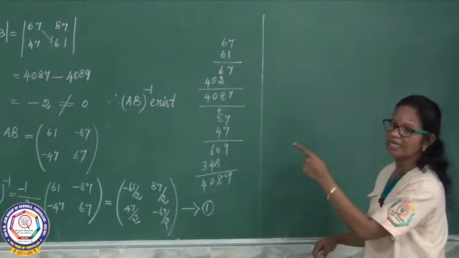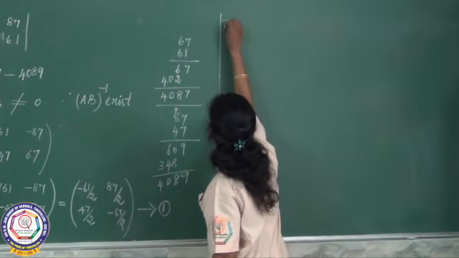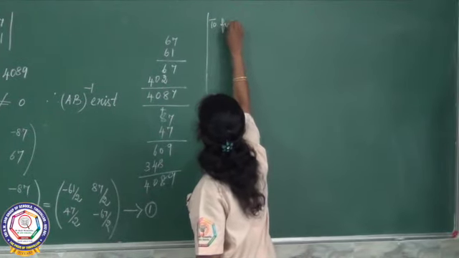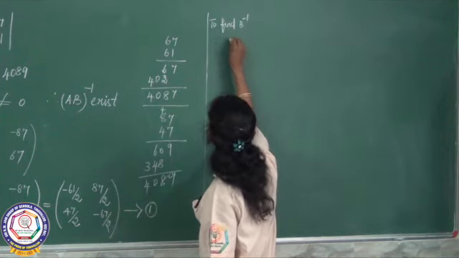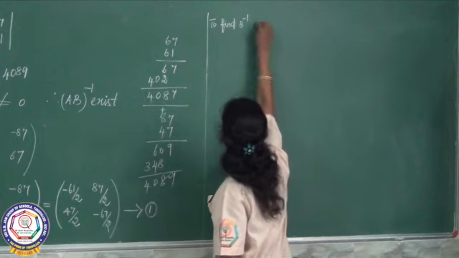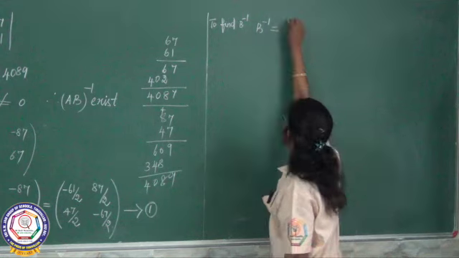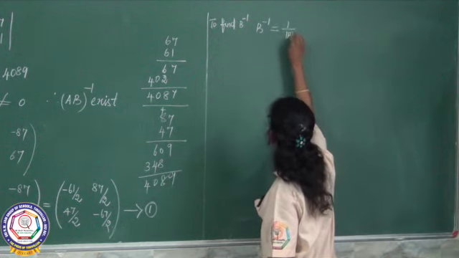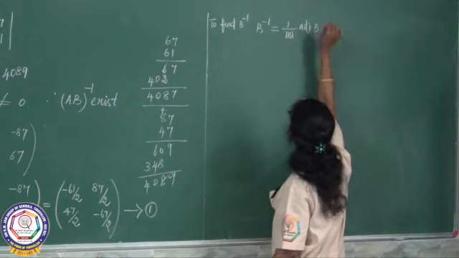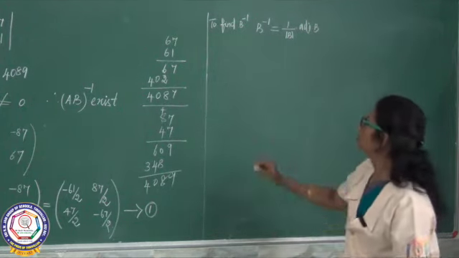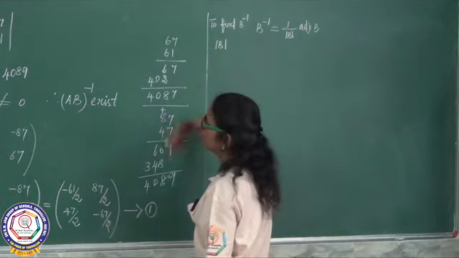Next, we need B inverse and A inverse. First, B inverse. B inverse is equal to the same formula that we had for A inverse in general: 1 by determinant B into adj B. First, you should find out what is determinant B.